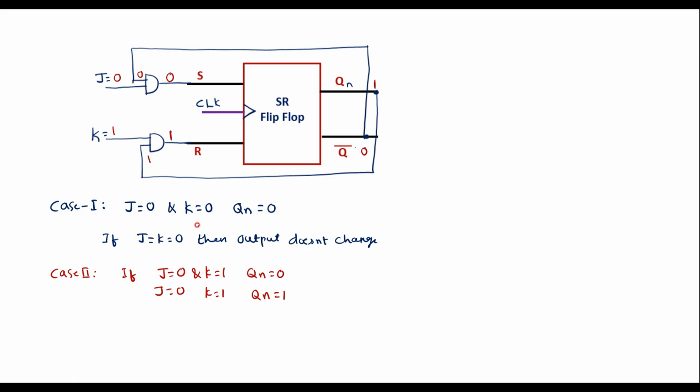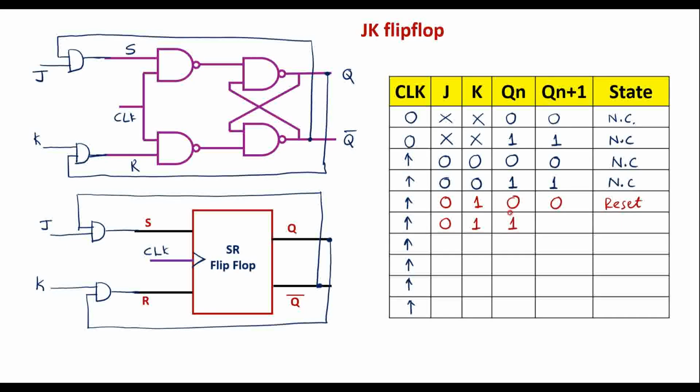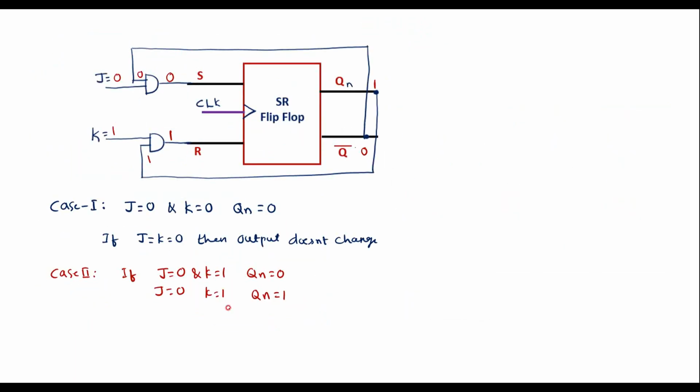It means that the next value of Qn will be 0. That indicates the flip-flop is reset. So therefore, now we can say the flip-flop will be reset. The state will be 0. That is, here we can see that Qn plus 1 will be equal to 0. It means reset. So now let me consider the next case.